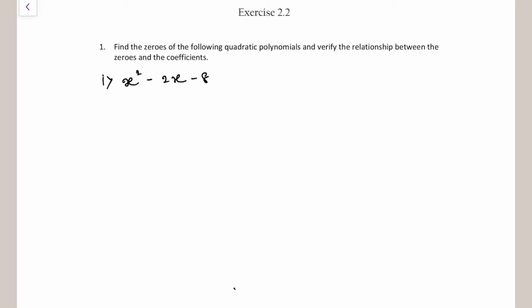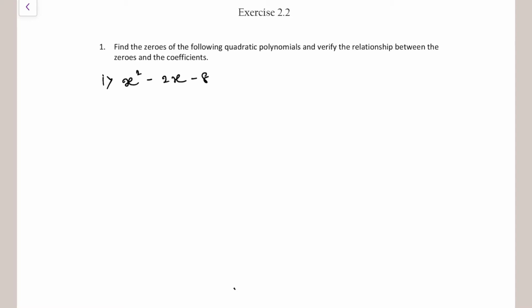Hello everyone, in this video we are going to discuss exercise 2.2 of chapter 2, polynomials. The first part is: find the zeros of the following quadratic polynomials and verify the relationship between the zeros and the coefficients. In the first part, the first question is x square minus 2x minus 8.